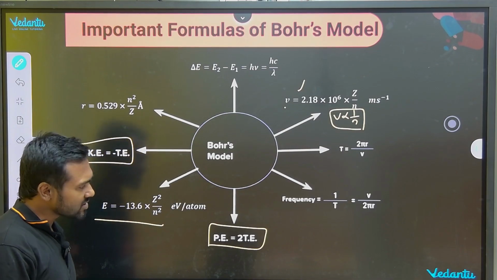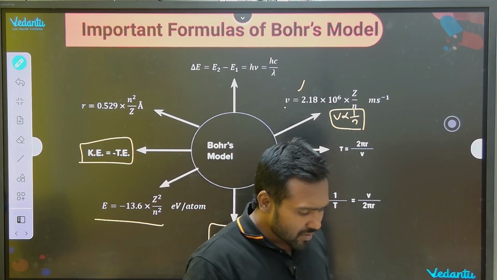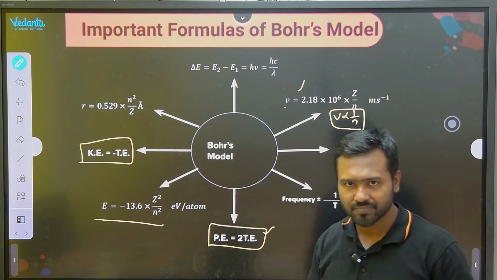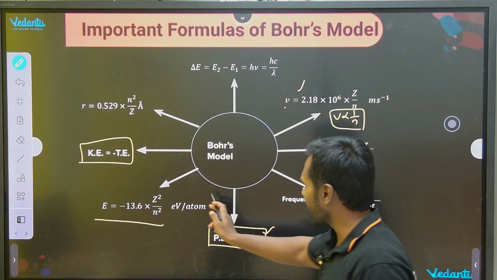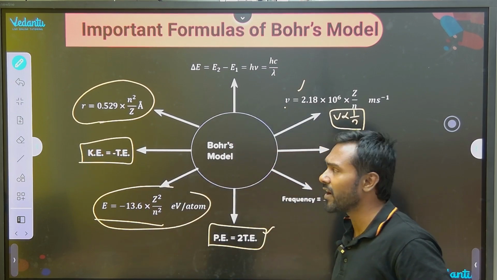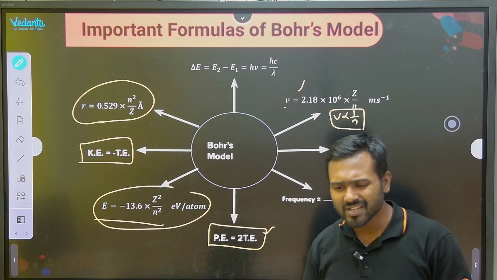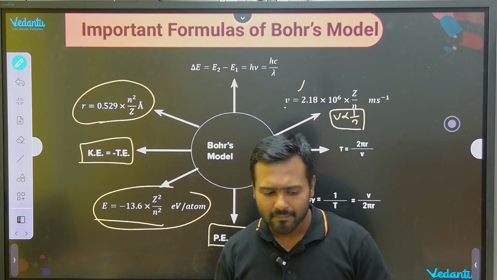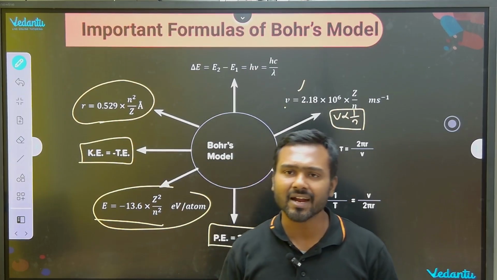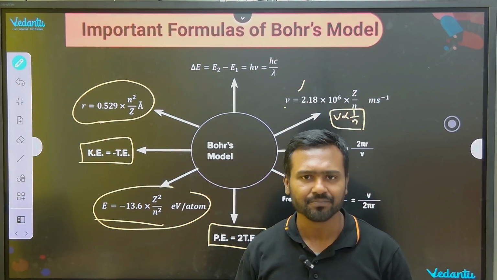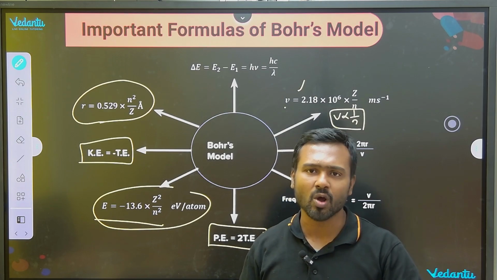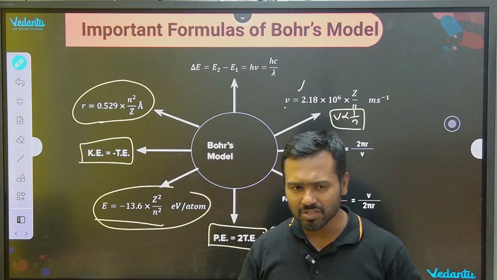In this topic, majorly they are going to ask potential energy, total energy and kinetic energy ratios, and energy calculations, and then radius calculations, that is r is equal to 0.529 into n square by z. So let's take one question here. What is the ratio of the radius of the first orbit to the second orbit, or second orbit to third orbit, of the hydrogen atom? The ratios you have to learn. Like that, the questions they can ask.